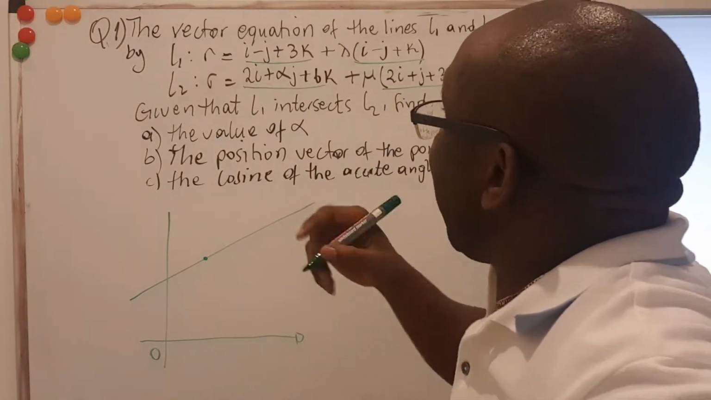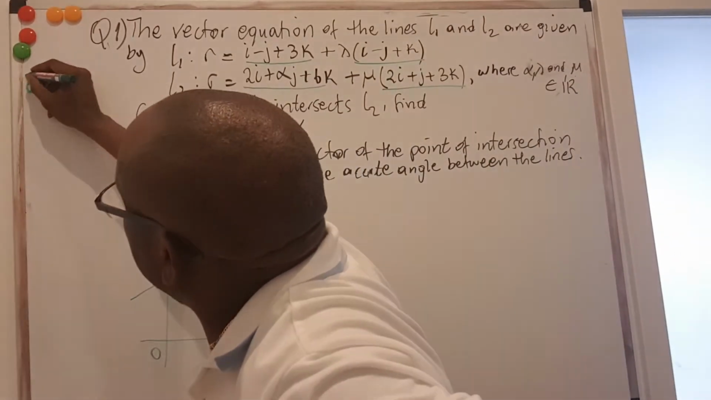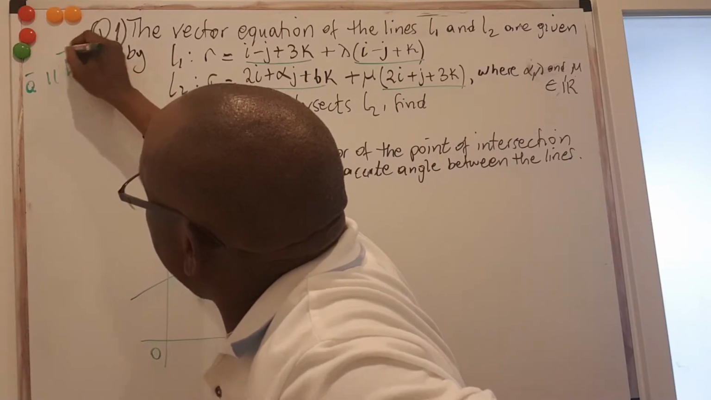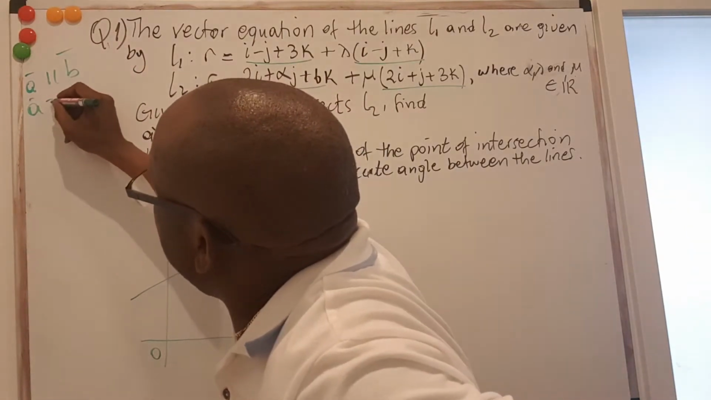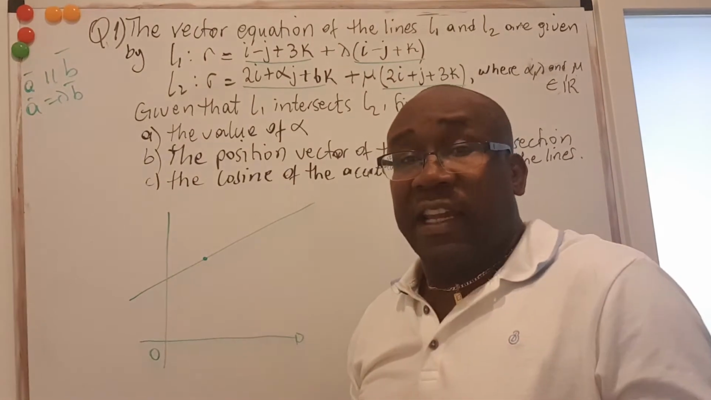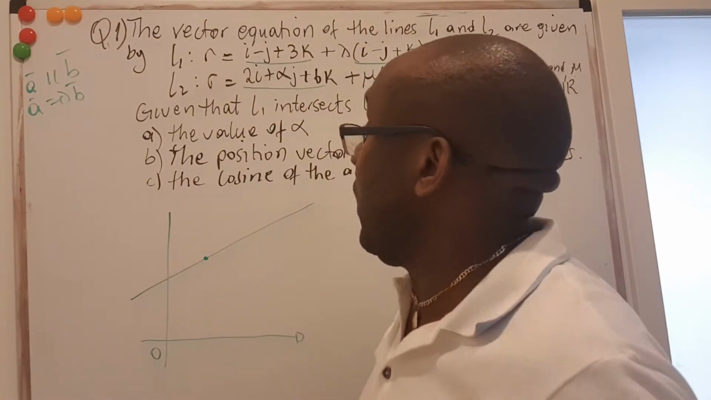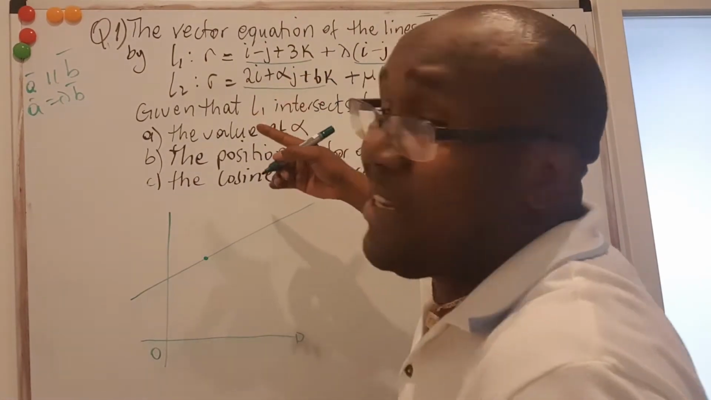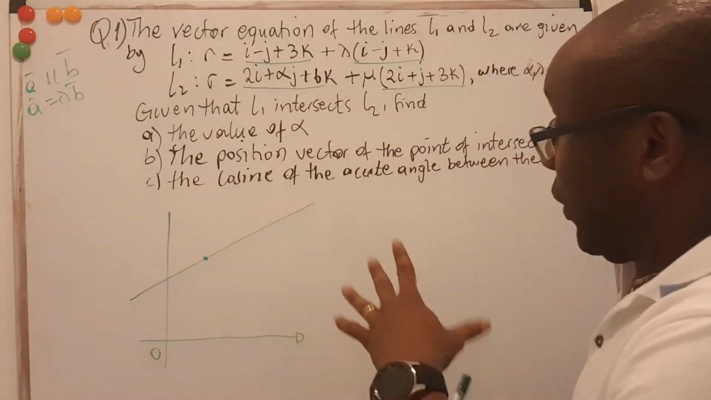We would have learned in the past, you already knew that if two vectors A and B are parallel, that means A can be written as a multiple of B. That's the way we look at it. If two vectors are parallel, the one can be expressed as a multiple of the other. So we would also use the same idea here. But we'll come to that.